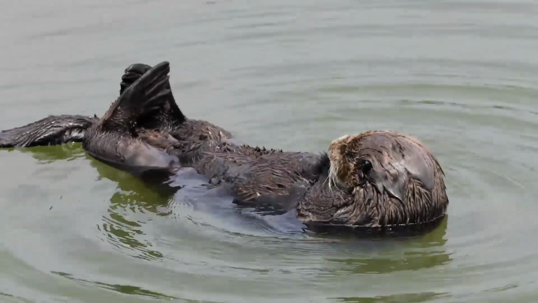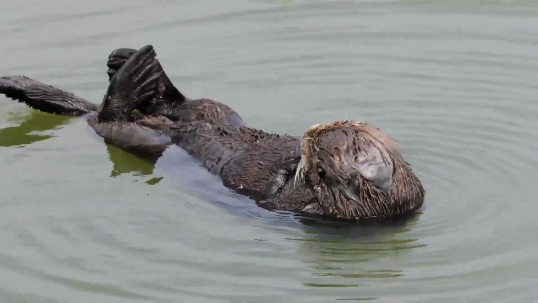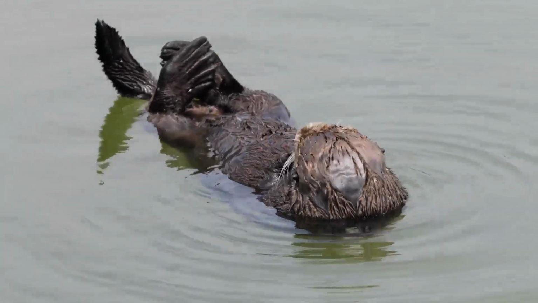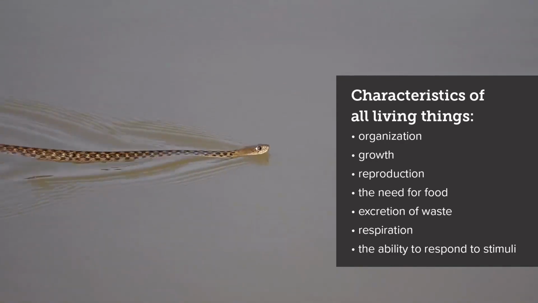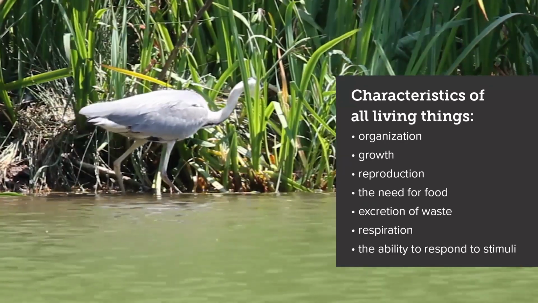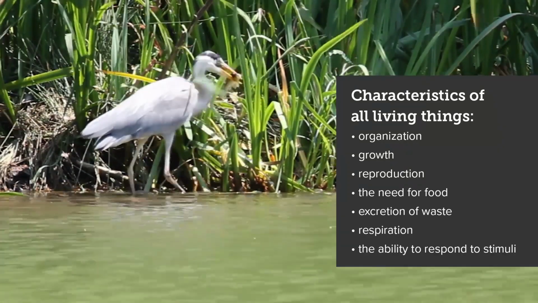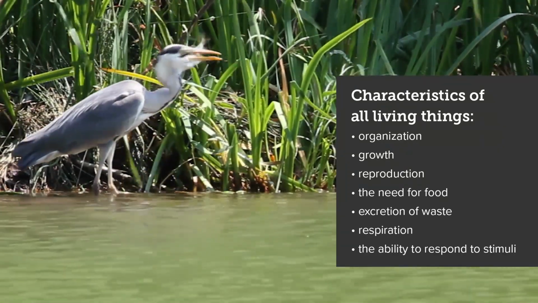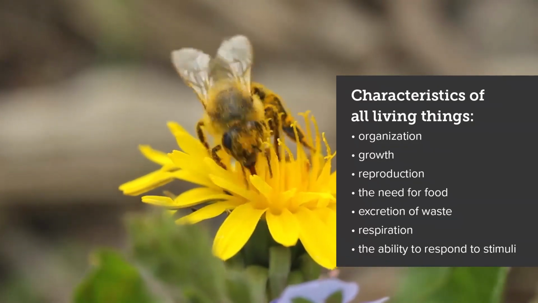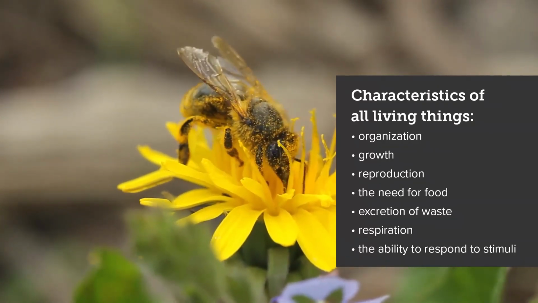Each part of an animal serves a role. Each structure has a function or contributes to a function that keeps the animal alive. All living things share certain characteristics: organization, growth, reproduction, the need for food, excretion of waste, respiration, and the ability to respond to stimuli. Each animal structure in some way helps accomplish one of these life processes.